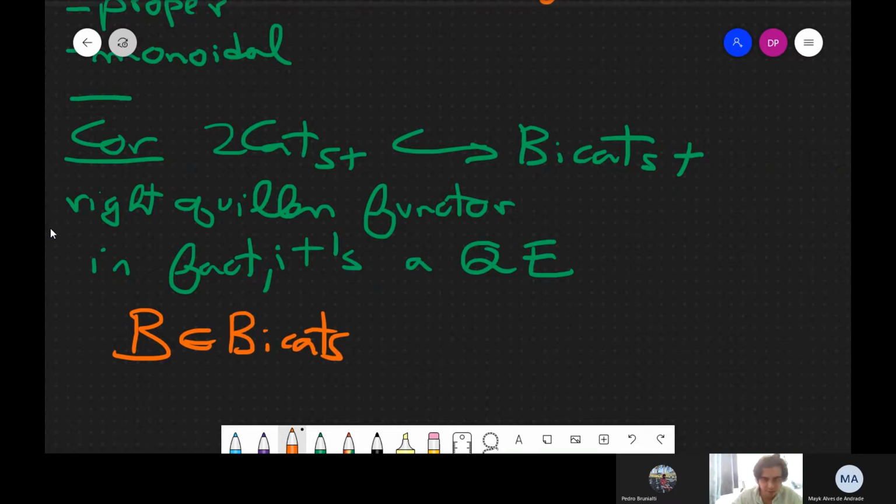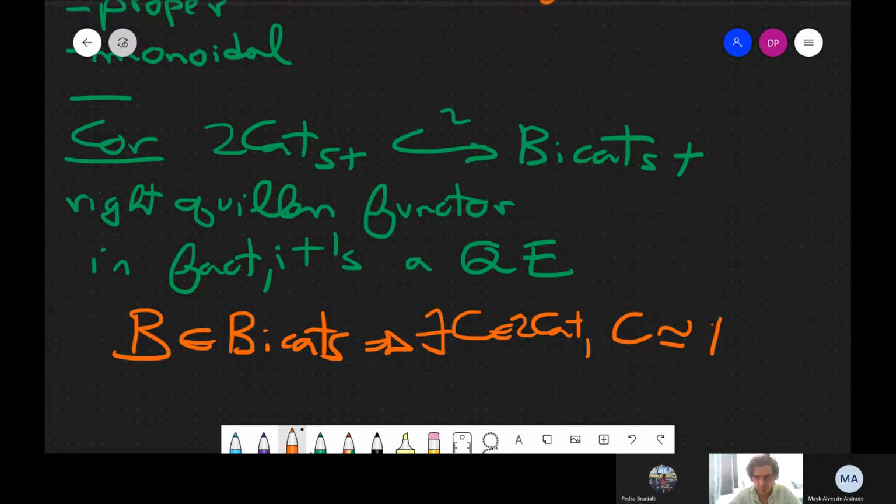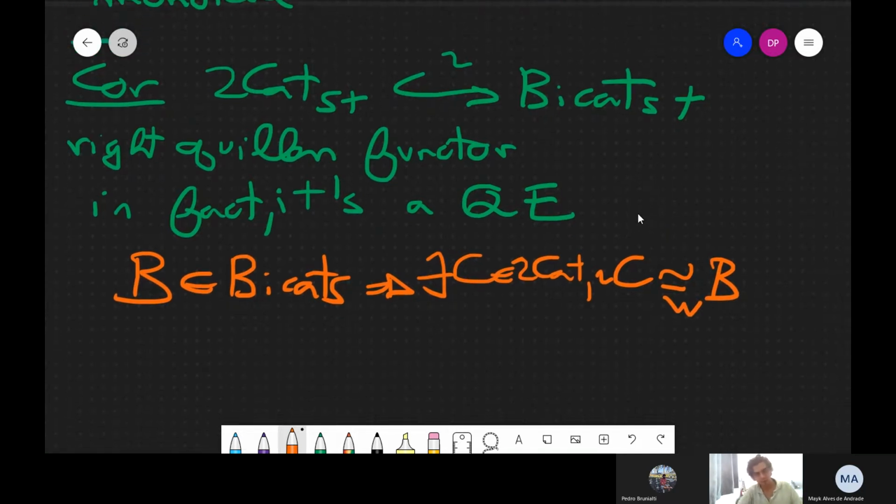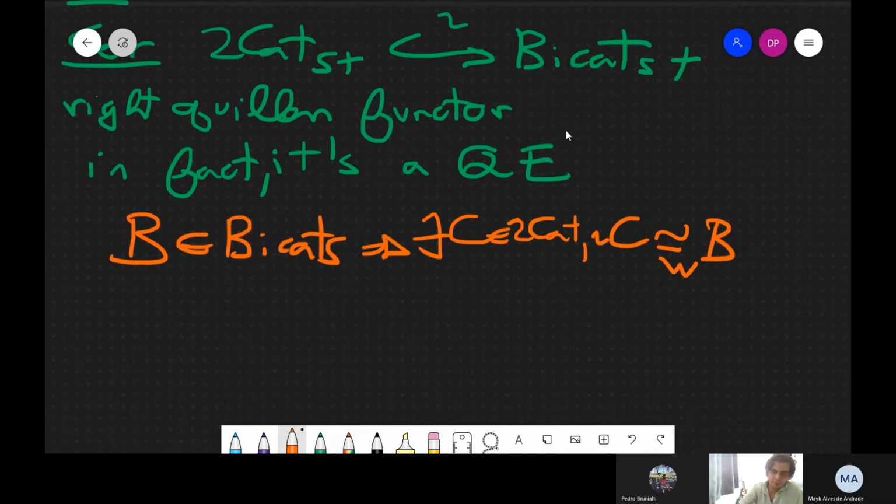What this actually means, right? For this equivalence, call this functor. Then there exists a two-category C and a biequivalence from C to B, along this inclusion functor. So every bicategory will be biequivalent to a two-category.